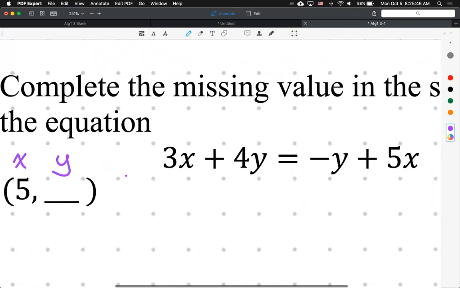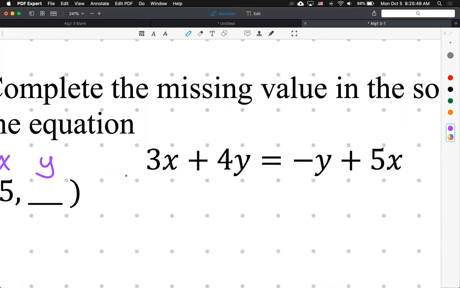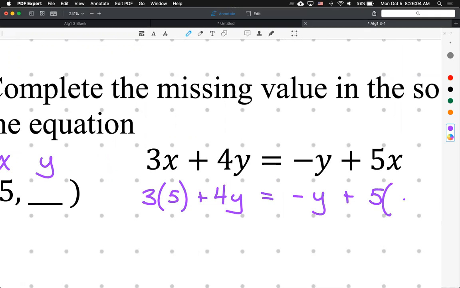So everywhere you see an x, we're substituting in a 5. Go ahead and rewrite our new equation. It's 3 times 5 plus 4y. Again, we don't know what y is, so we have to leave it y. Is equal to -y plus 5 times, oh, we have the x, that x is 5, so it's 5 times 5.